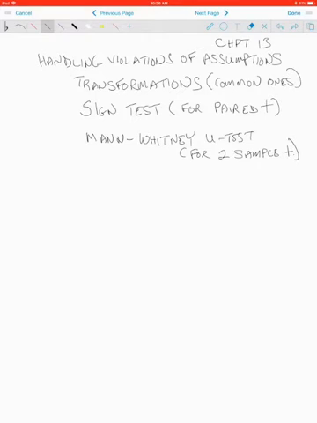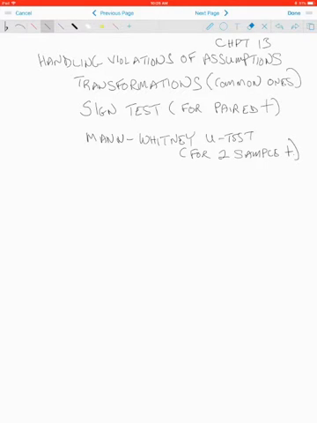And so the issue now is, what if you violate the assumptions? What do you do? And so this is the subject matter of chapter 13, and we'll cover a number of portions of chapter 13. You can see the course outline to know which sections we might not consider of chapter 13.